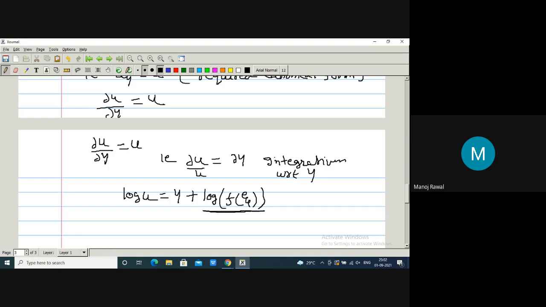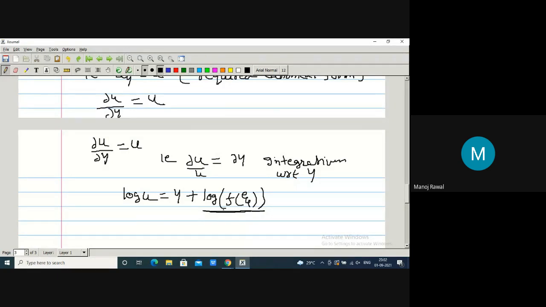I'm writing in terms of log because I want to make calculation simple. If you want to remove log and you just want to write f xi, that's also fine. But since I want to make calculation simple, so log constant I have written.